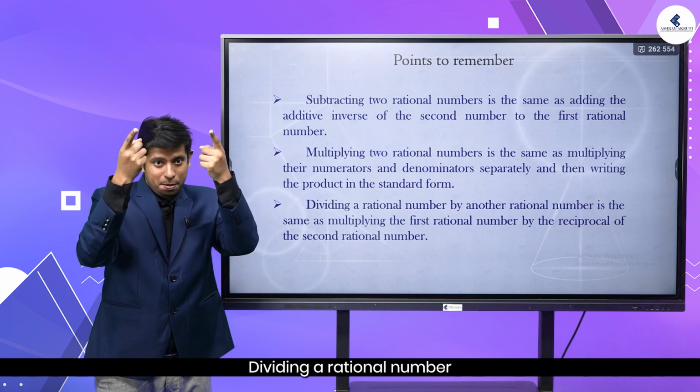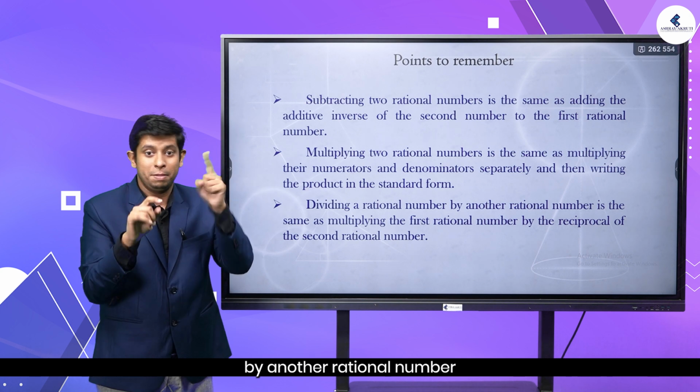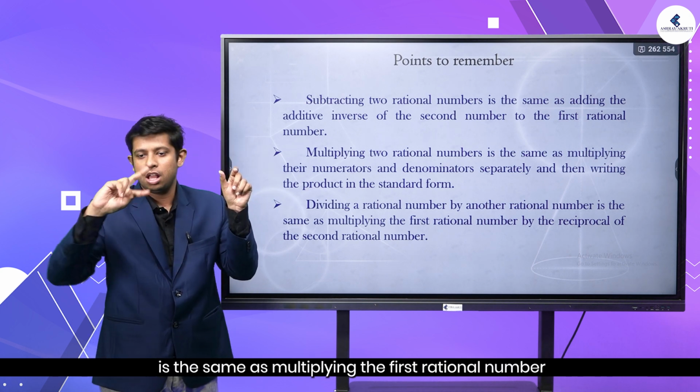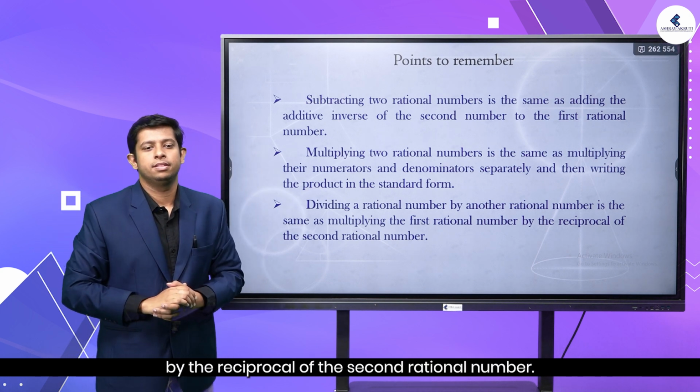Dividing a rational number by another rational number is the same as multiplying the first rational number by the reciprocal of the second rational number.